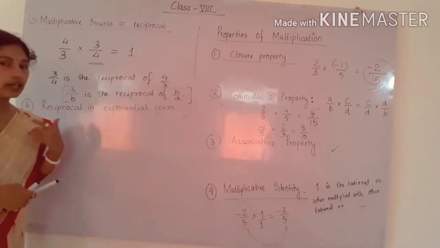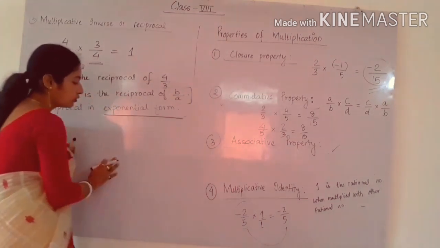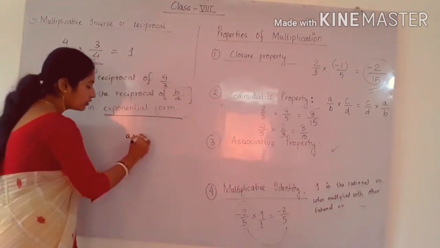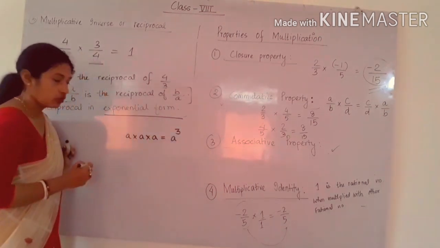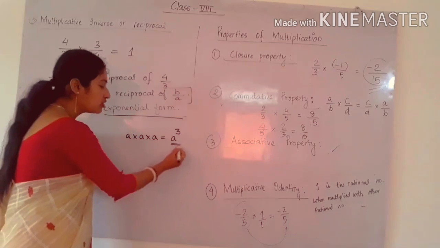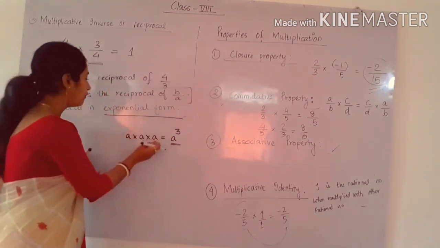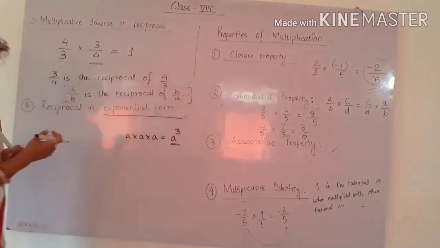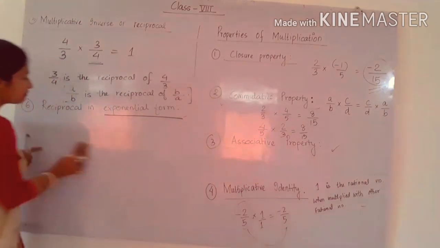So you have to write it in exponential form. What is exponential form? Already you know: if I am writing A 3 times, what do I have to write? A to the power 3. So this is the exponential form of A written 3 times. So you have to write a reciprocal in exponential form. So how do we write it in exponential form?